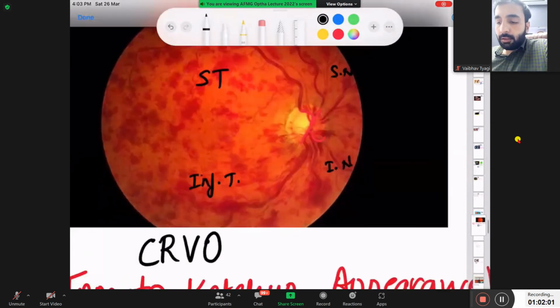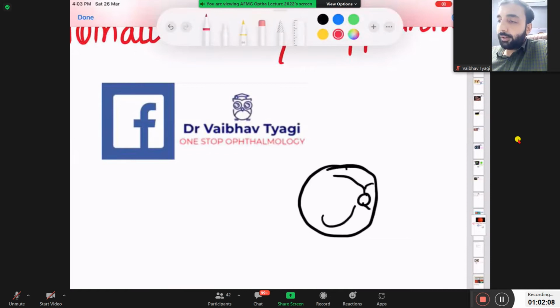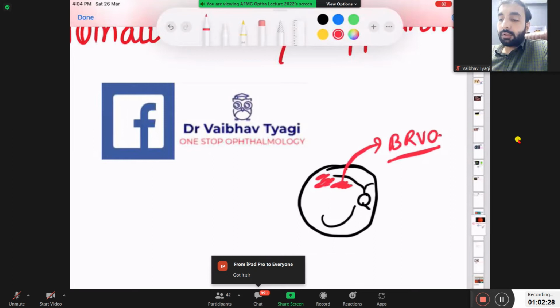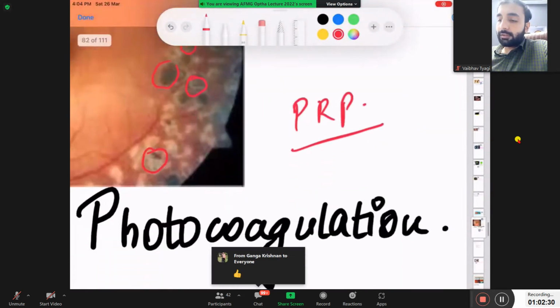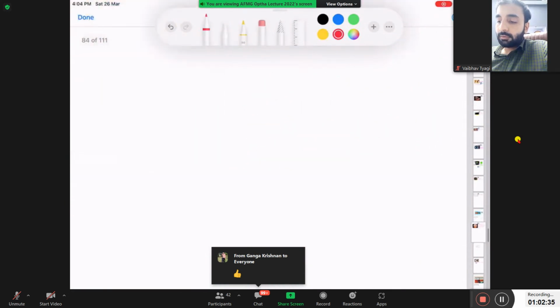And if hemorrhage is present only in one quadrant, in this one, and the rest of the quadrants are clear with no hemorrhage, then the answer will be BRVO, branch retinal vein occlusion. Only a branch of the vessels of the retina is getting occluded. That is why there is hemorrhage in only one quadrant. So that is the basic difference between CRVO and BRVO. Clear?